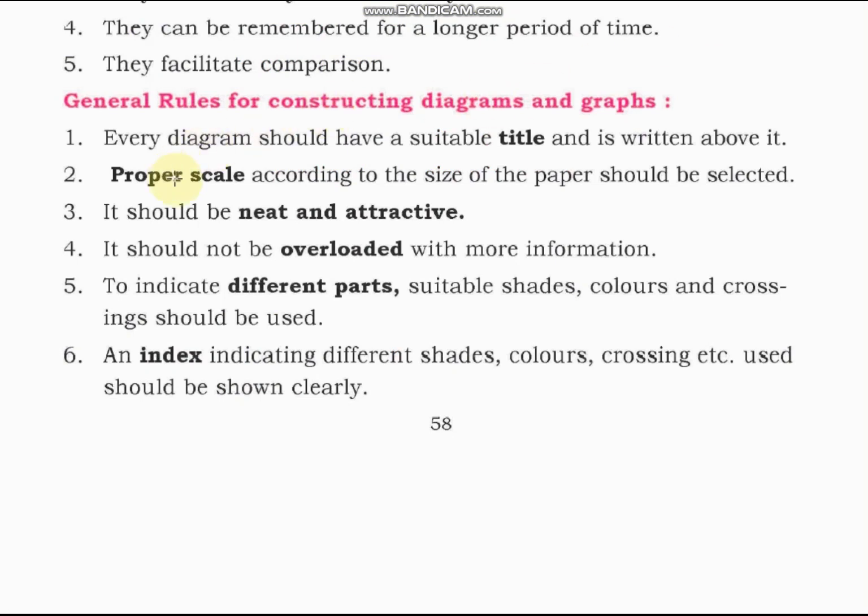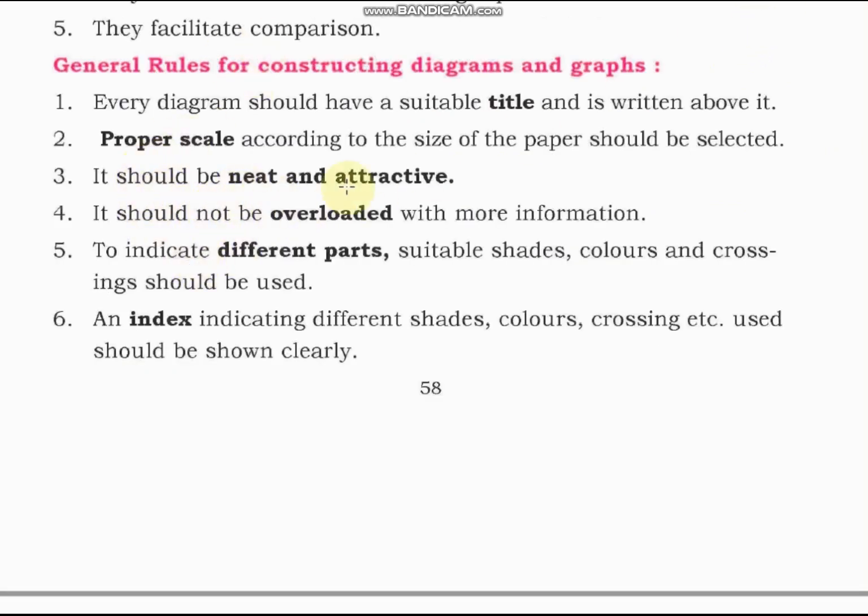Next, proper scale according to the size of the paper should be selected. Whatever units you have considered for the x-axis and y-axis, you have to write them properly on the top corner of the graph paper. Next, it should be neat and attractive. Any diagram or graph should be neat and attractive. It should not be overwritten. All the x-axis and y-axis components should be written properly, and nothing should be messed up. Fourth one, it should not be overloaded with more information. Only the necessary and sufficient information should be provided rather than stuffing it with everything.